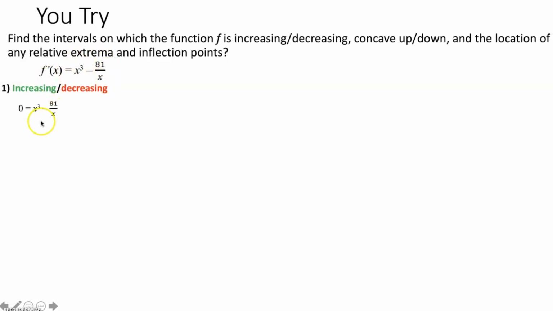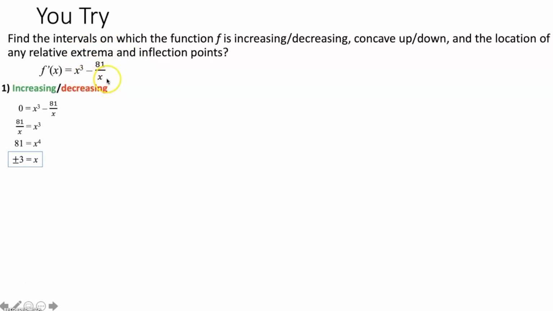So how do we solve this for x? Well, we add 81 over x to both sides. We multiply both sides of this equation by x, and then we take the fourth root of both sides, and we get x is equal to plus or minus 3. Therefore, we're going to have two critical numbers, x is equal to 3 and x is equal to negative 3. But wait, are there any x values that would cause your first derivative to not exist? Yeah, x is equal to 0.